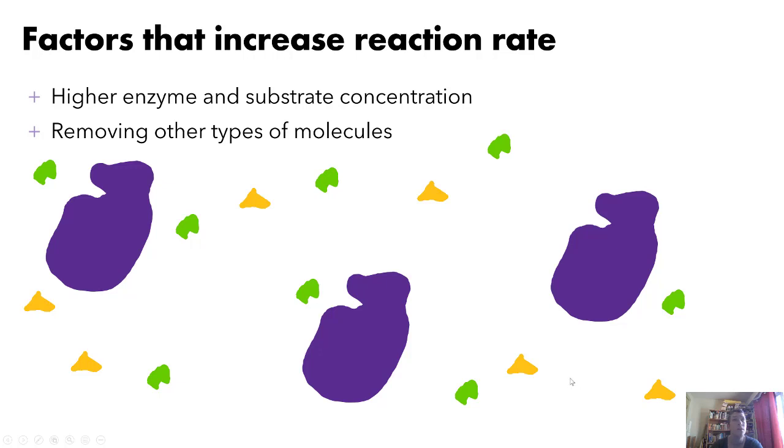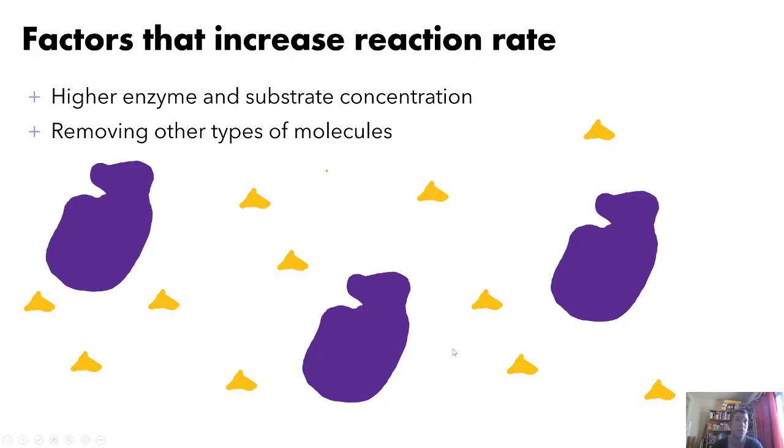Also, if you were to increase the substrate concentration, again, that's going to increase the number of collisions between the enzyme and the substrate. Another thing is that if there are other molecules in the solution, like these green molecules, they could bump into the enzyme and sometimes block the enzyme and substrate from getting together. The enzymes and substrates could bounce off of those extra molecules, and it just reduces the chance that you have a collision between the two correct molecules. So if we remove those green molecules, anything that's not the enzyme and the substrate, that can increase our reaction rate too.